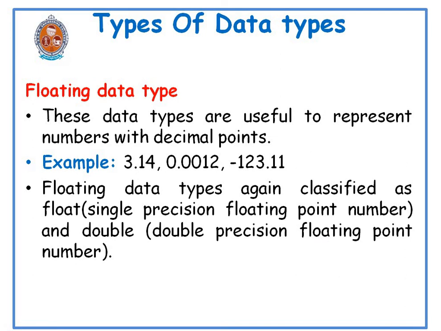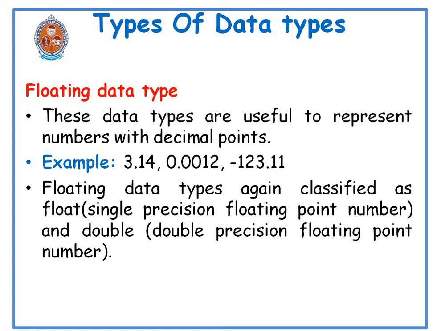Coming to the floating data type, these data types are useful to represent numbers with decimal points. That means numbers having decimal points are known as floating point numbers. For example, 3.14, 0.0012, and minus 123.11 have fractional parts, so those numbers are known as floating numbers. Floating data types are again classified into two types: one is float and another one is double.